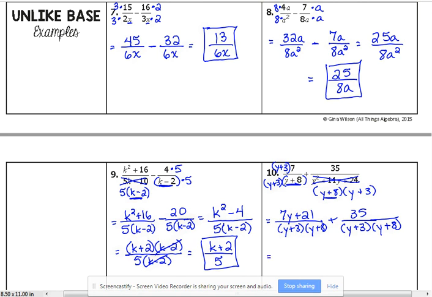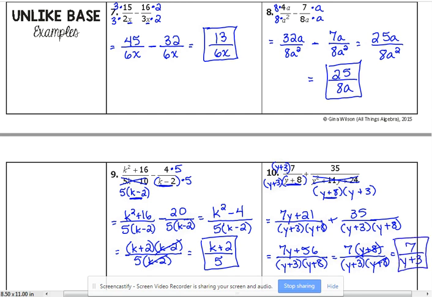Okay, so we have the same denominators. We can now combine their numerators. So 7y plus 56. Next question is, can we factor the numerator so that something simplifies? We can factor the numerator. Take out a GCF of 7. So those y plus 8s cancel, so we are left with 7 over y plus 3.